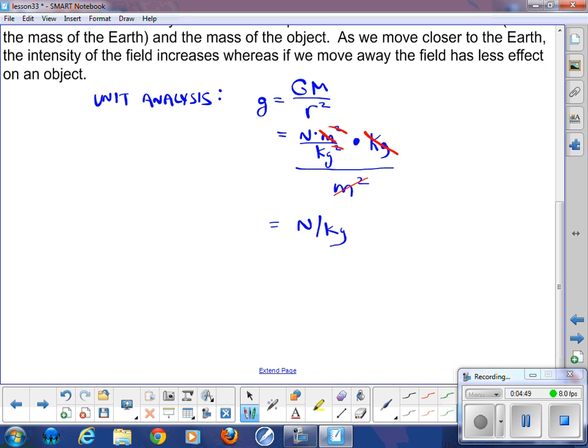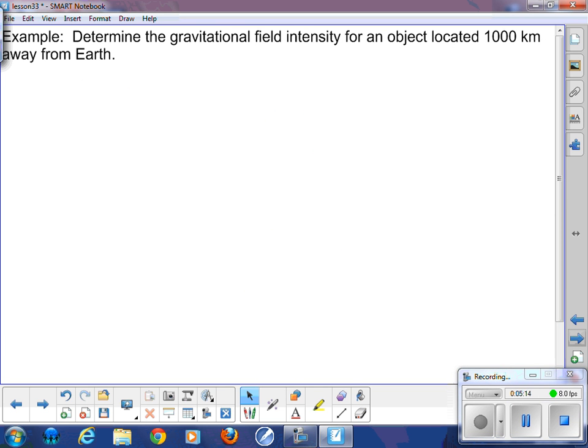If we take a 100 kilogram object, then we know it's 100 newtons per kilogram, so that allows us to do that multiplication. So gravitational field strength, therefore, has units of newtons per kilogram. So, quick example here.